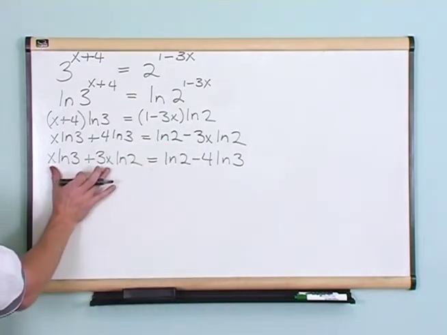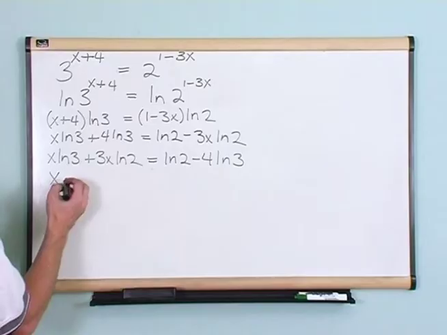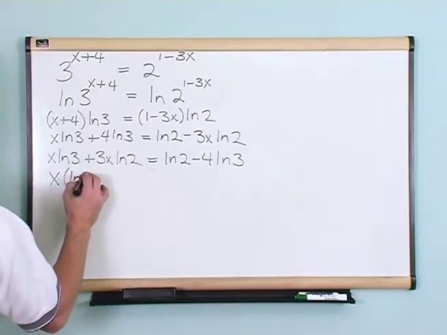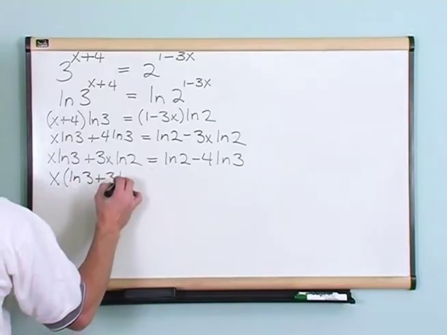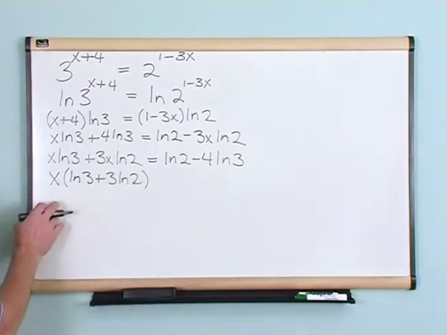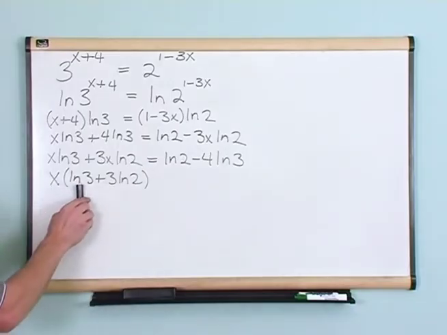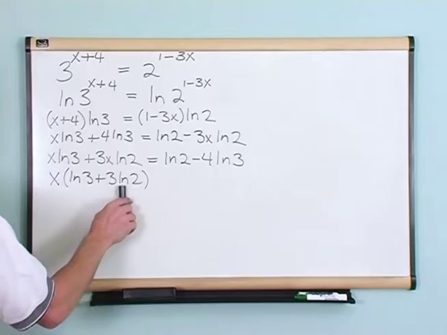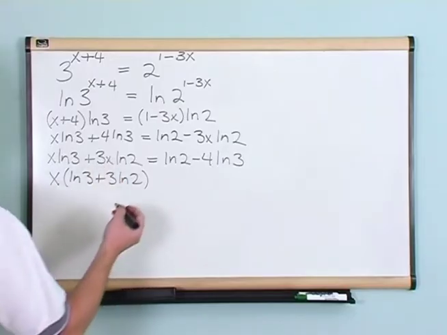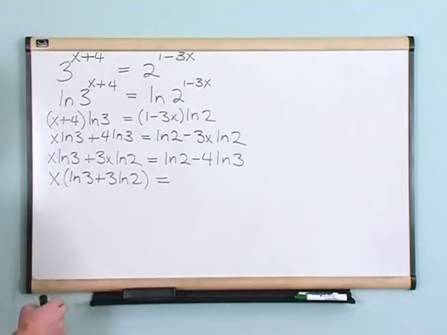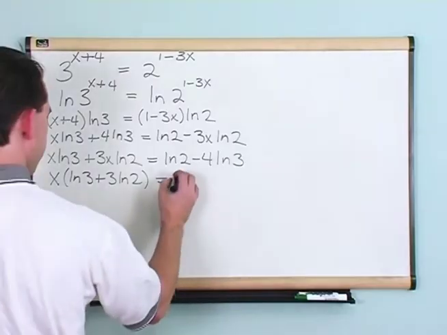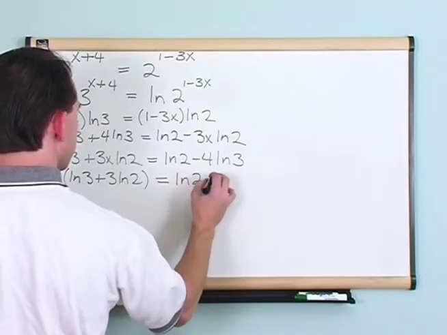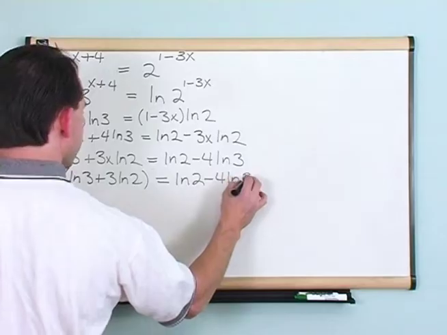Notice I've got x here and x here, so I can factor x out. And I'll have natural log of 3 plus 3 natural log of 2. You can convince yourself that's true. x times natural log of 3 is equal to this. x times 3 ln of 2 is equal to this. That quantity will just simply be equal to the same thing I had before, like this.